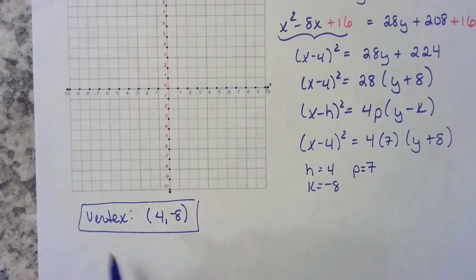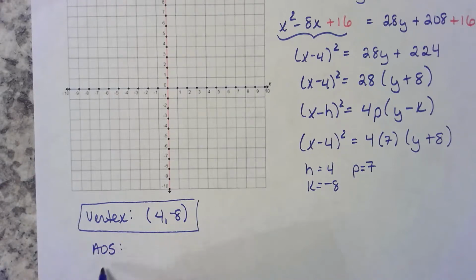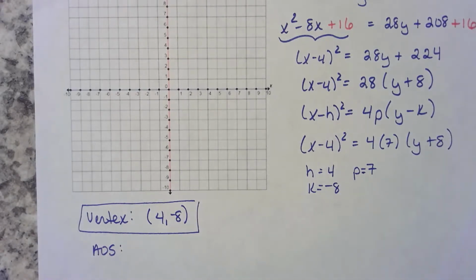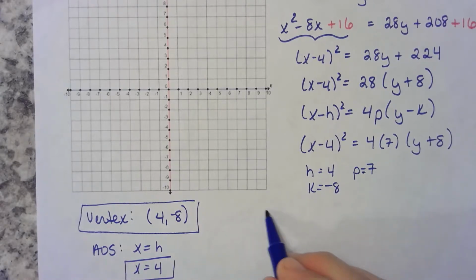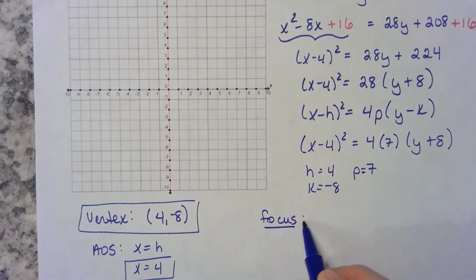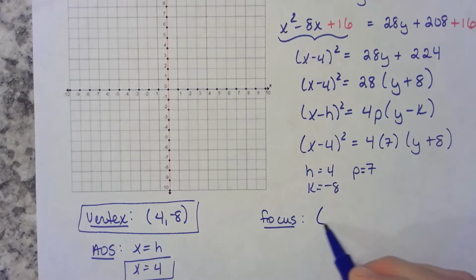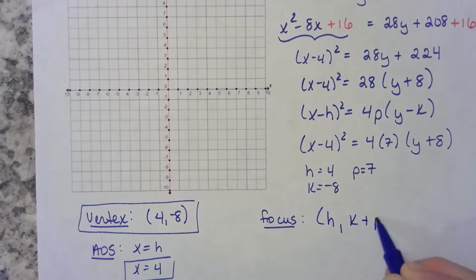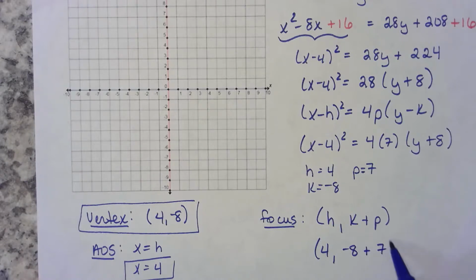We are asked to find the axis of symmetry. The axis of symmetry in this case is x equals h. So x is equal to 4. That's our axis of symmetry. We need a focus. Our focus is (h, k plus p). Well, h is going to be 4, k is negative 8, p is 7. So we have (4, -1) as our focus.